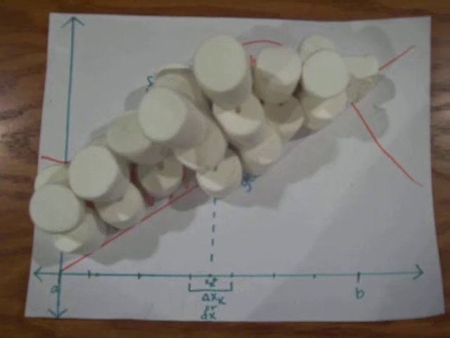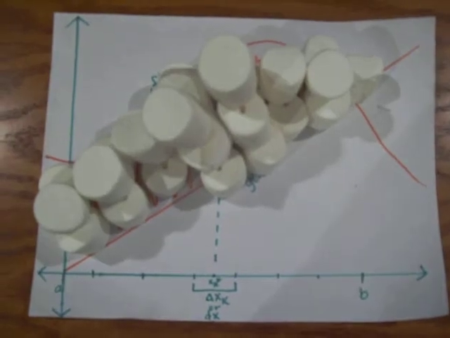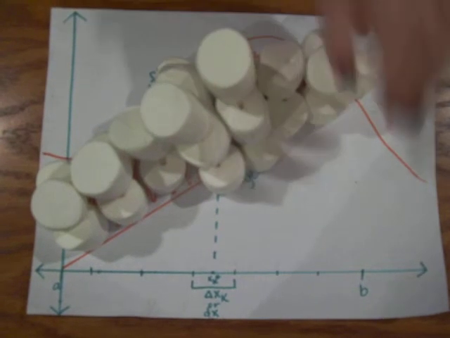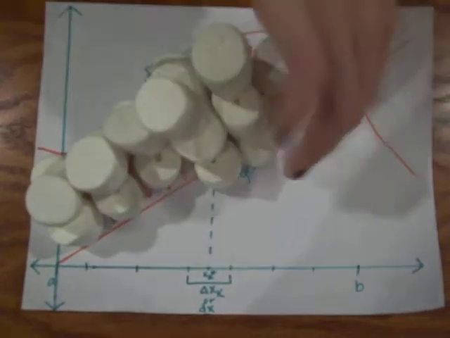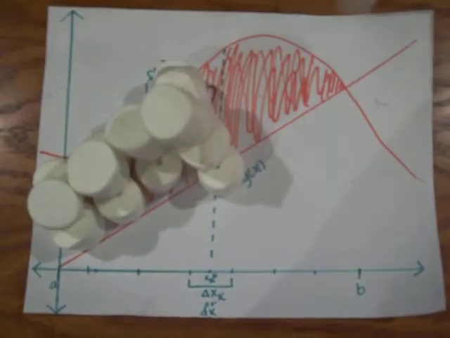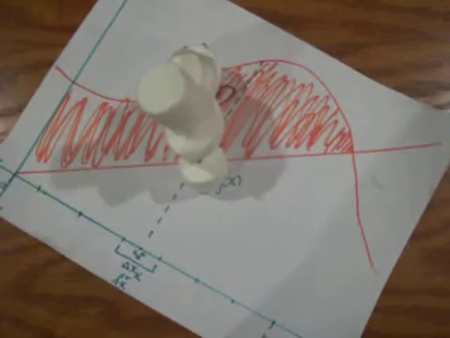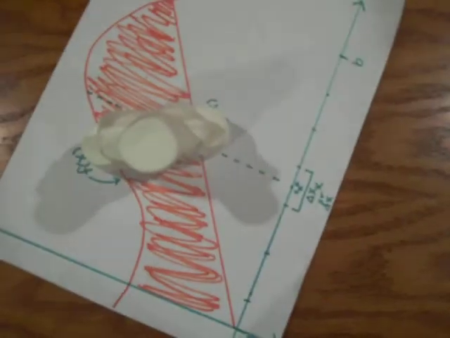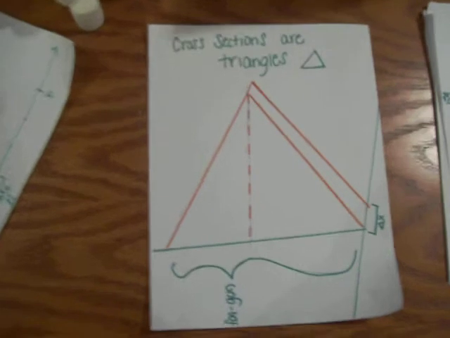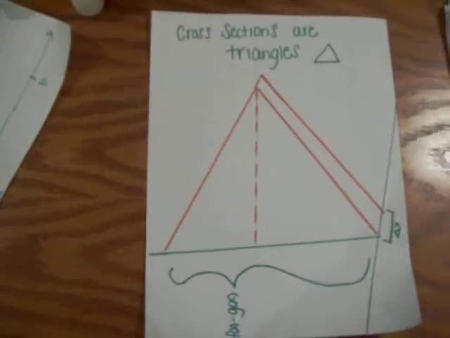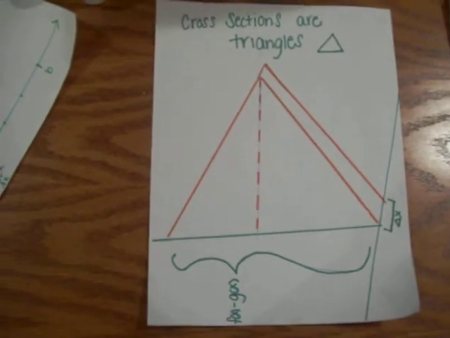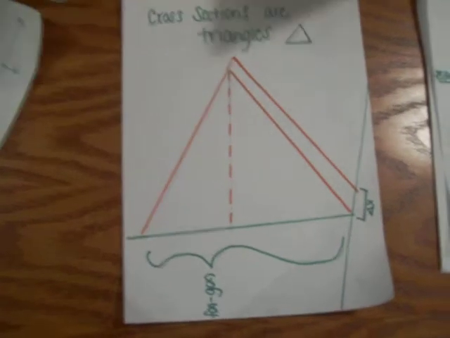If the solid is partitioned along the x-axis, its cross-sections are equilateral triangles. This is what a cross-section looks like. If drawn on paper, this is what a cross-section would look like. The base of the triangle is formed by subtracting the two functions, top minus bottom, or f of x minus g of x.